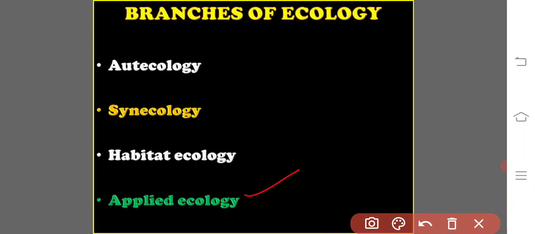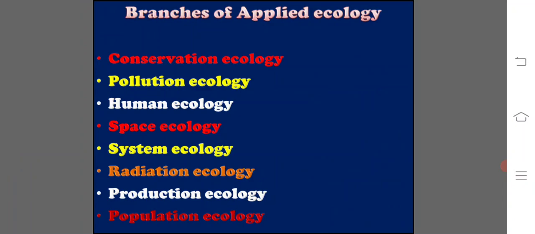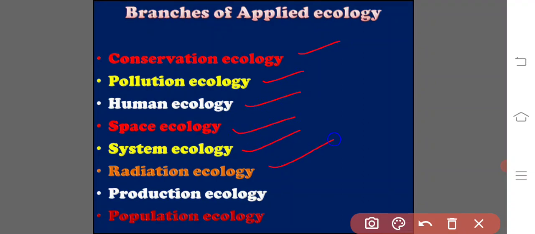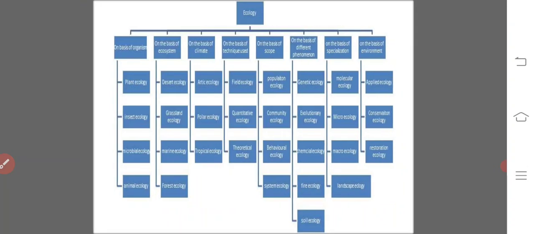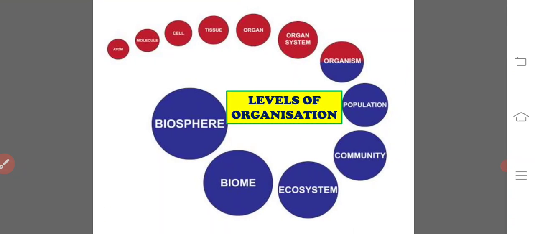Some branches of applied ecology are conservation ecology, pollution ecology, human ecology, space ecology, system ecology, radiation ecology, production ecology, and population ecology. These are the branches of applied ecology. Basically, there are only four branches; these are the sub branches of the applied ecology. So, these all are different branches of ecology based on different factors.